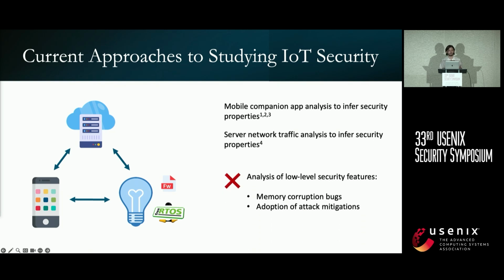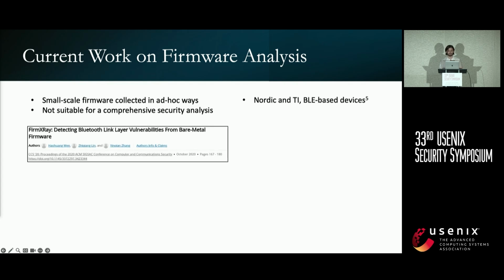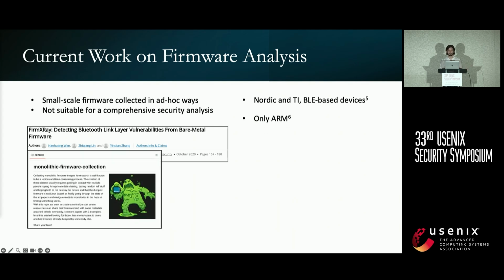Unfortunately, these approaches cannot reveal low-level features critical to the security of devices, such as memory corruption bugs or the implementation of attack mitigations. There is work focusing on firmware analysis. However, the datasets used in these studies are collected in ad hoc ways and are not suitable for comprehensive security analysis. X-Ray, for instance, collects only Nordic and Texas Instruments firmware for BLE-based devices. This GitHub repository, which is a compilation of various works, contains only ARM firmware.